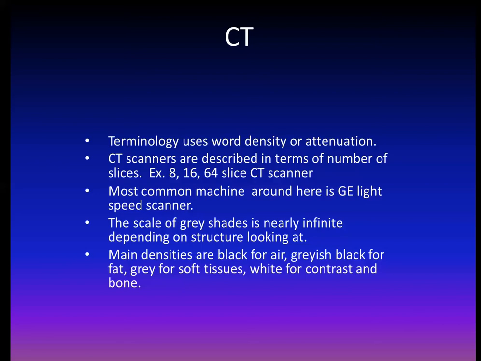and you can't overstate that enough. I mean, you're literally talking about thousands of shades of gray. So when you look at a structure, if it's air, it's going to be black. If it's soft tissue, it's going to be kind of a grayish color. If it's fat, it'll be black, but it's not as black as air.